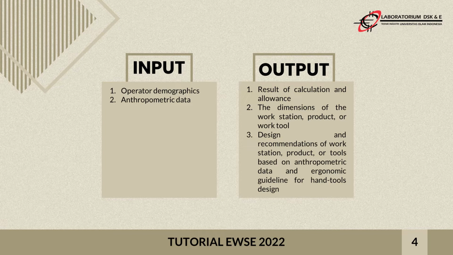In this slide, we will know about input and output in this module. For input, operator demographic and operator anthropometric data. And for output, the first, calculation and allowance. Second is dimension of workstation, product or work tool. And the last one is design and recommendation of workstation, product or work tool based on anthropometric data and the principle of the ergonomic guideline for hand tools design.